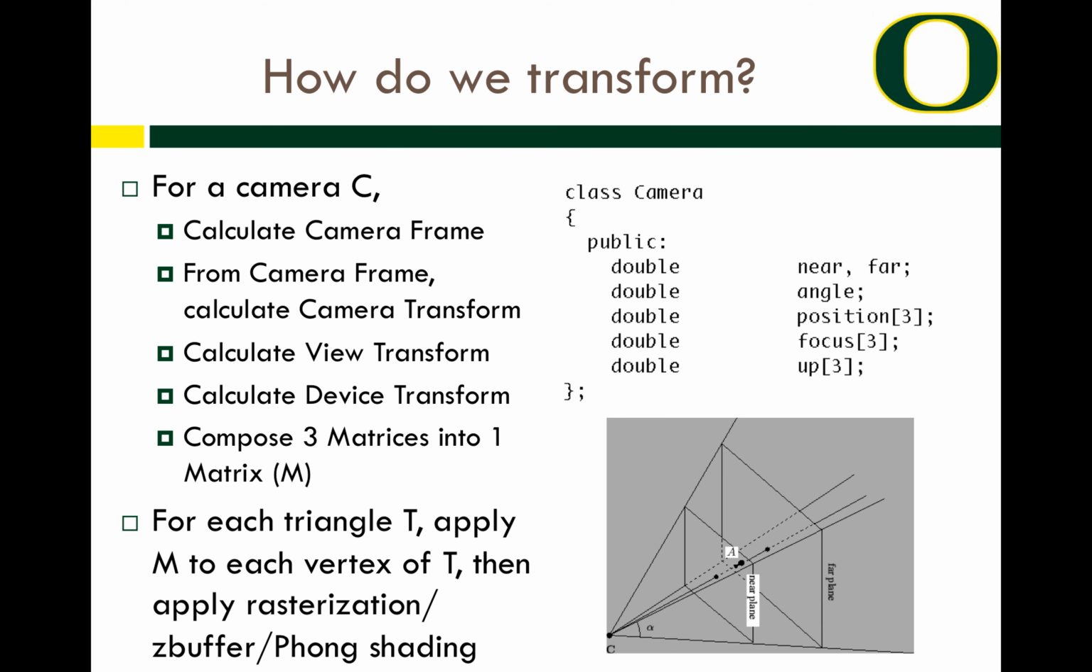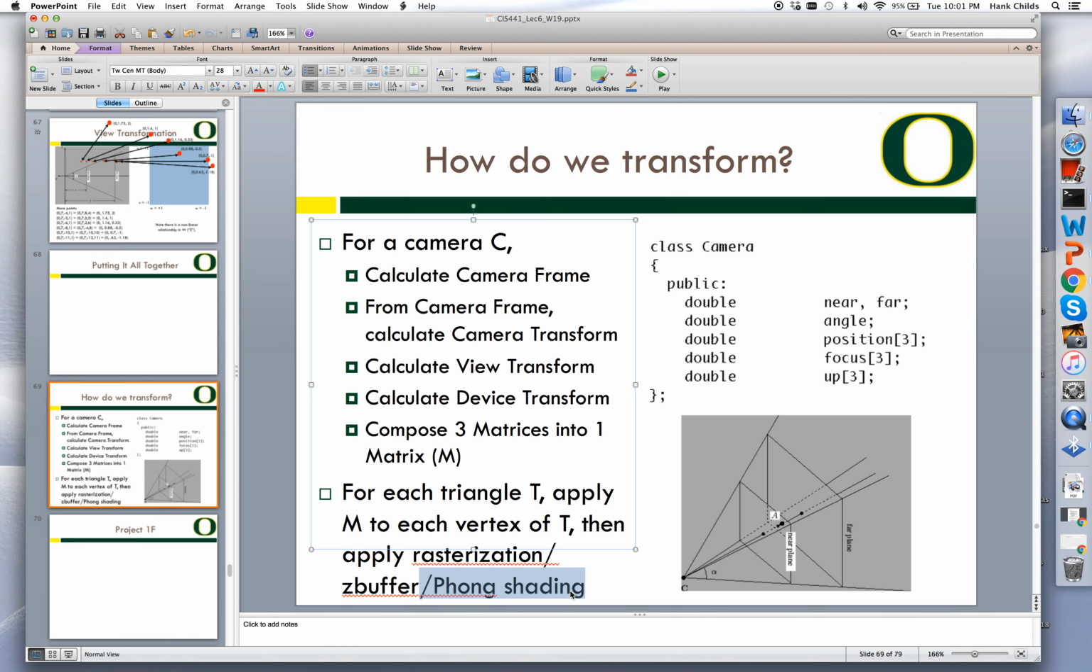Okay, so here's our putting it all together slide, and we looked at this once before. When we get a camera C, we calculate the camera frame. Once we have the camera frame, we can calculate the camera transform. We can also calculate the view transform and the device transform. We take these 3 matrices and compose them into one matrix we call M. Then for each world space triangle, we multiply each vertex of that triangle by M. At the end, we rasterize it and apply a Z-buffer algorithm. I should remove this as well because Phong shading is actually going to be project 1F. I got that fixed in one slide, but not another.